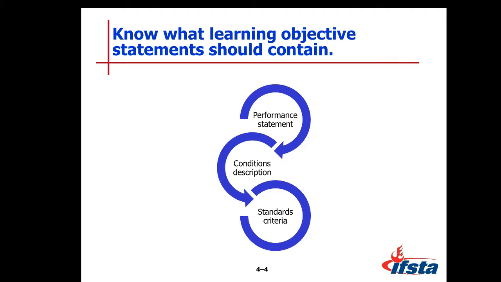Learning objectives should include a few things. It should include a performance statement, a conditions description, and standards criteria. The performance statement tells you that after this lesson, the student should be able to do X, Y, and Z. And the standards criteria mention how they're being measured, how you measure X, Y, and Z.